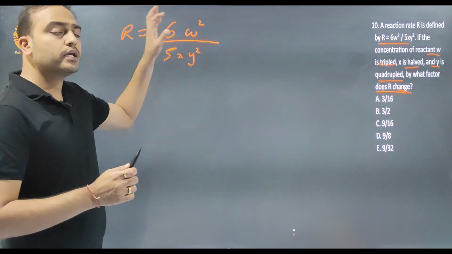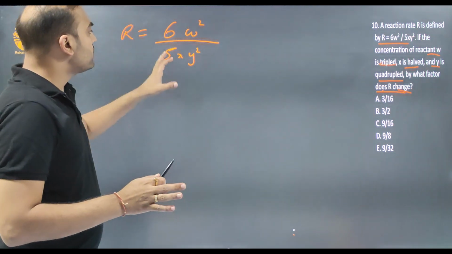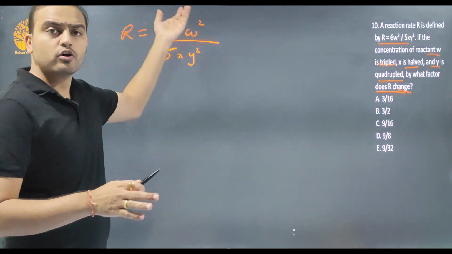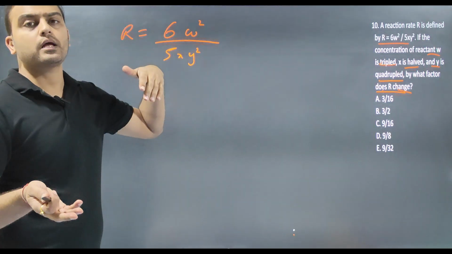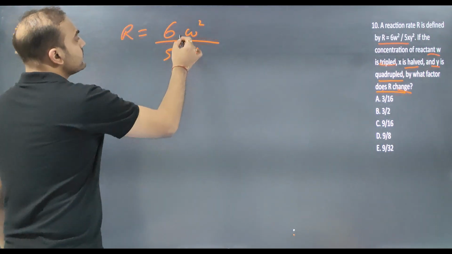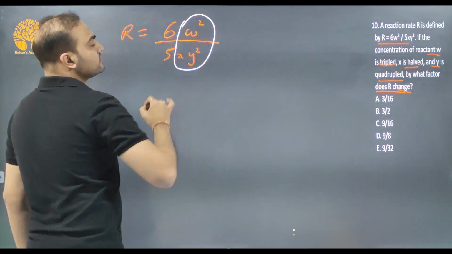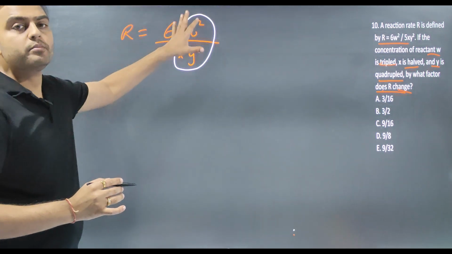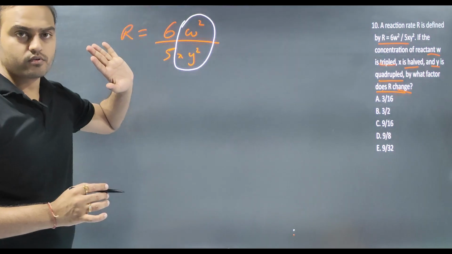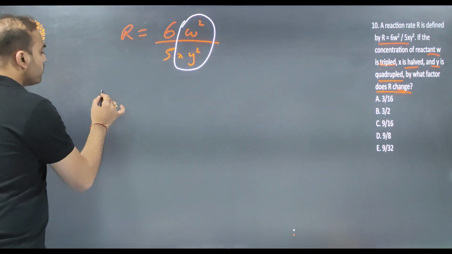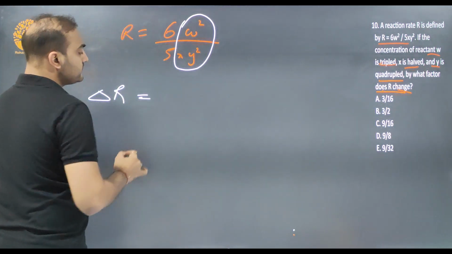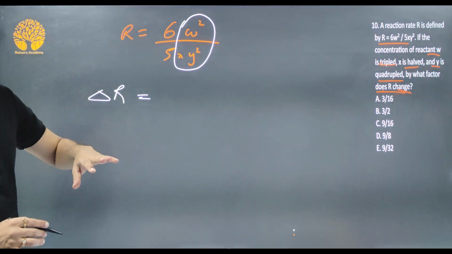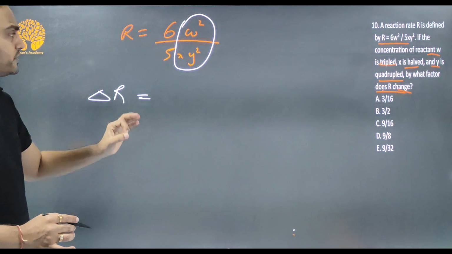What should I do? Should I keep w as it is? Remember, this 6 and 5 is not making any change. Previously also they were 6, now also you multiply by 6. So if you think, the change is coming only because of these variables. Okay, so let's focus only on delta r, that is the change in r. Let's not focus on what was the original value, what is the new value. Just focus on the change.